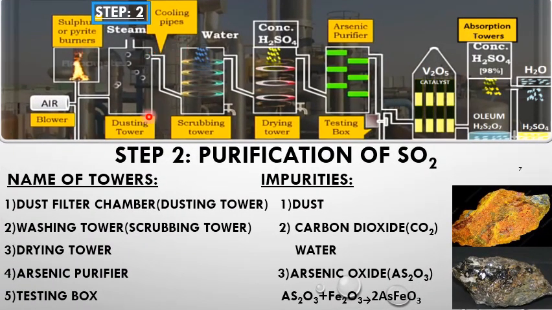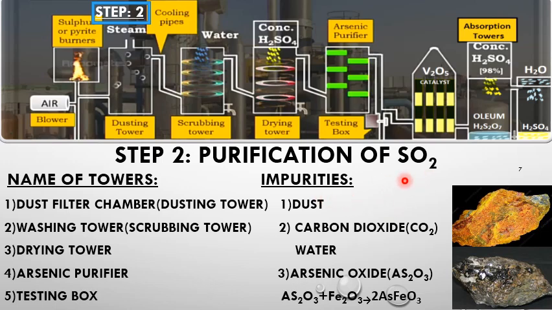Step number 2. Step number 2 is the purification of the sulfur dioxide gas that is formed in the sulfur burner or the pyrite burner. When the sulfur dioxide gas forms, it contains a large number of impurities such as dust particles, carbon dioxide, water vapors. Arsenic oxide is the main impurity that is present with the sulfur dioxide gas. So, sulfur dioxide gas must be purified from these impurities to get pure sulfuric acid by the contact process.